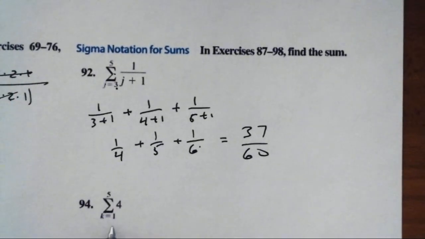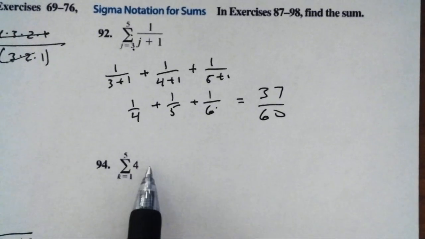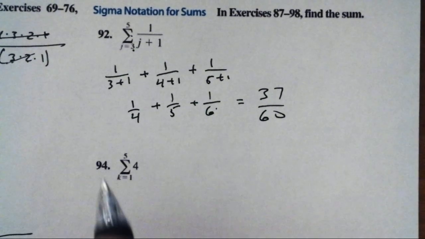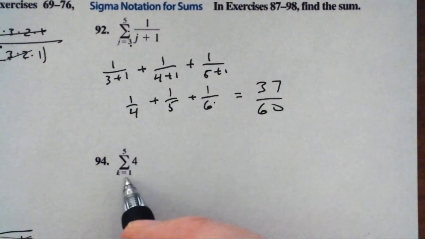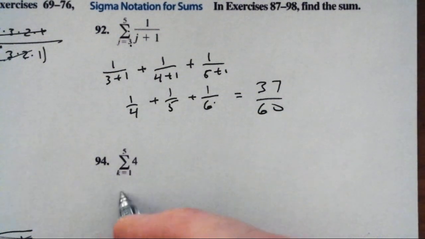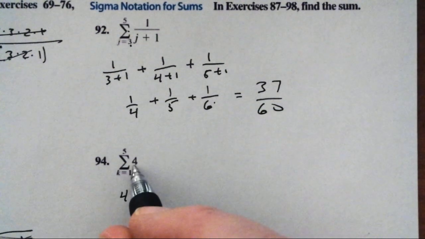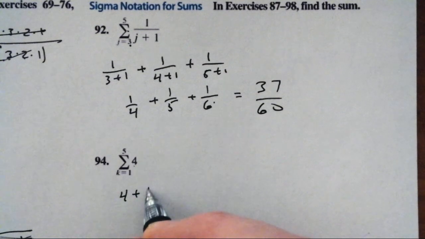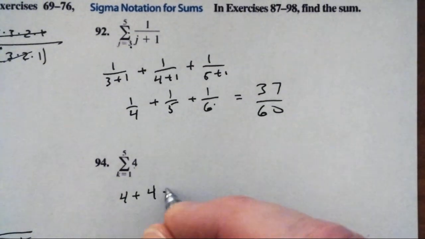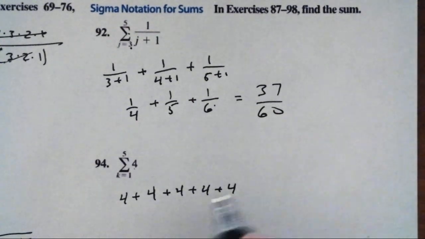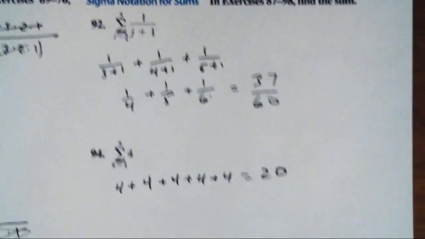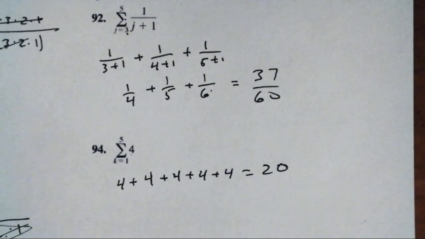Now this one, I will see people try to, there's no k in here. But I still want to count my k's from 1 to 5. All there is here is a 4. So when k is 1, this is still 4. When k is 2 on its climb to 5, this is still 4. When k is 3, this is still 4. When k is 4, and when k is 5. And that, of course, equals 20.